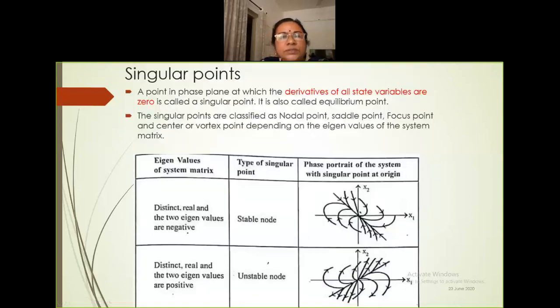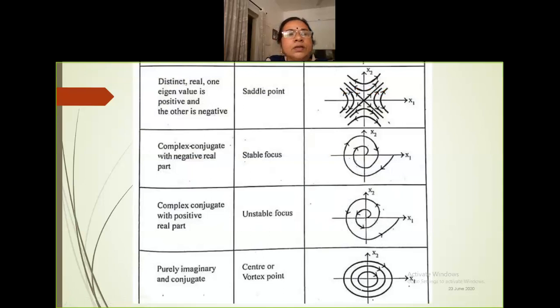Now, which are the singular points we are familiar with? What is a singular point? A point in the phase plane at which the derivatives of all state variables are 0. When it is a stable node, this is the diagram: both eigenvalues negative. Then for the unstable one, you need to draw the trajectories away to infinity. Now the next point is the saddle point. When the saddle point occurs, one is positive and the other is negative. So you draw both the diagonals, then the curves near those diagonals.